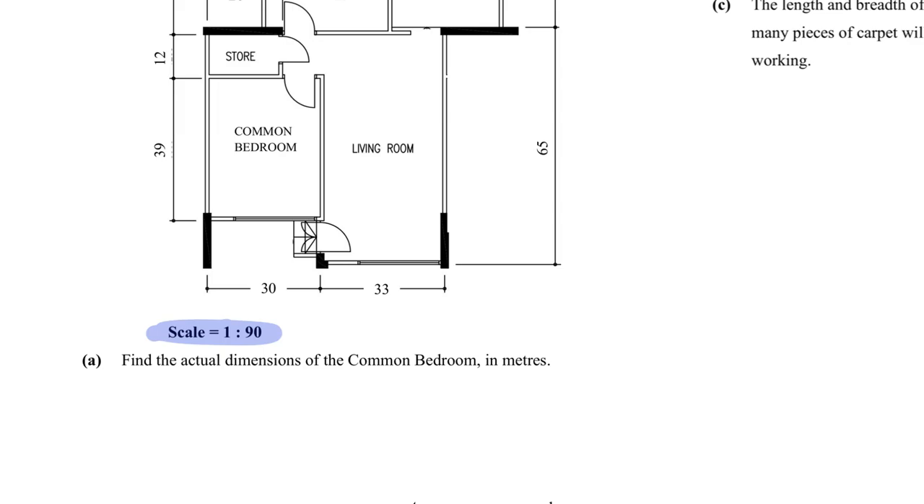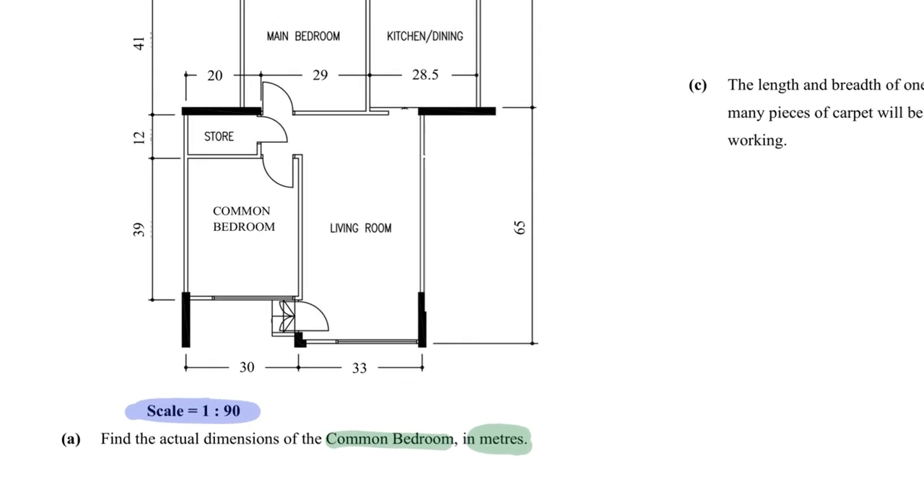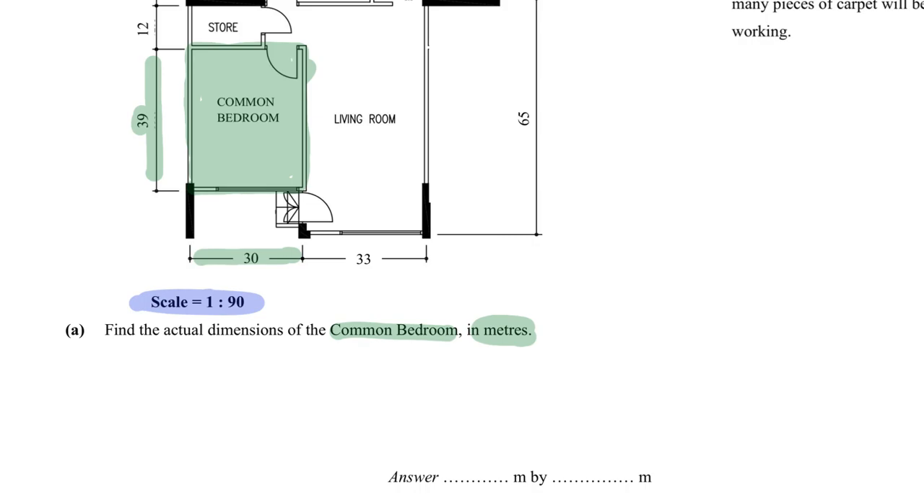And for part A, find the actual dimensions in meters for the common bedroom. So my objective for this part A is just to focus on this particular common bedroom. And now our job is to locate the dimensions. 30 by 39. And since they want us to be in meters, the first step here would be to convert my 39.